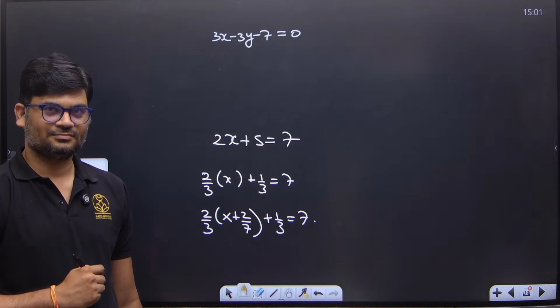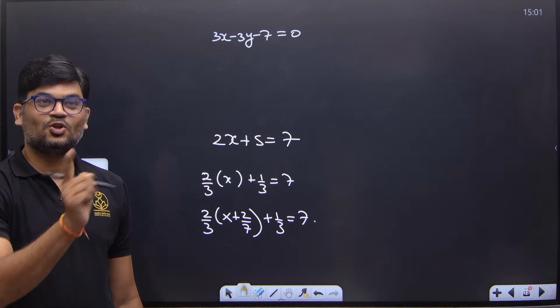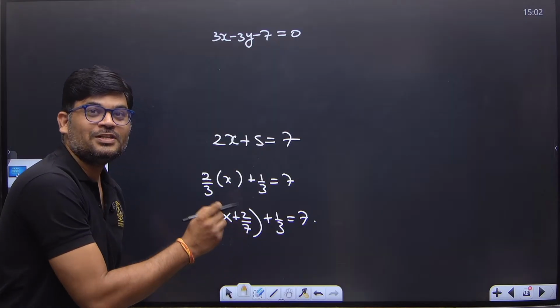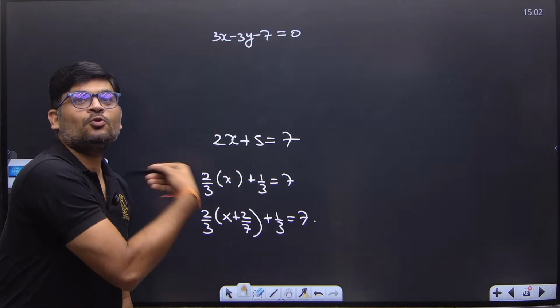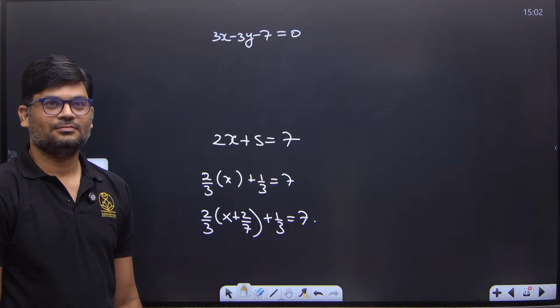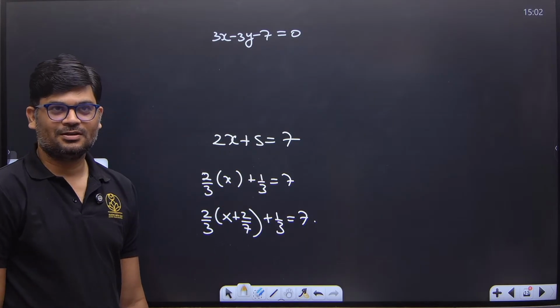1/3 added to 2/3 of a number. No, you can't do a number. See, this is not solved. You will say 2/3 of 2/7 added to a number. 2/3 of 2/7 added to a number. Okay. Are you getting this?